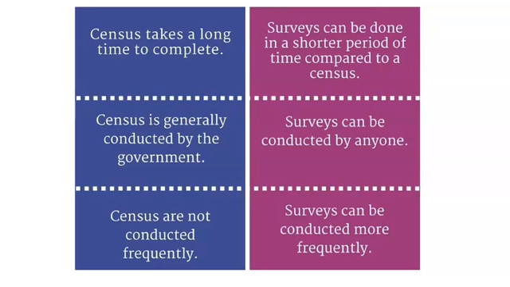Census takes a long time to complete since it involves thousands or millions of objects or people, while survey can be done in a shorter period of time. Usually census is conducted by the government, while survey is conducted by anyone who is interested to do a research. And survey can be conducted more frequently compared to census, which has some duration or time frame to be conducted.